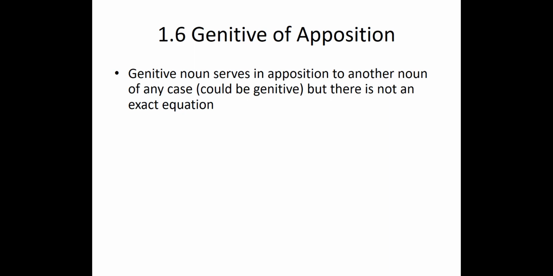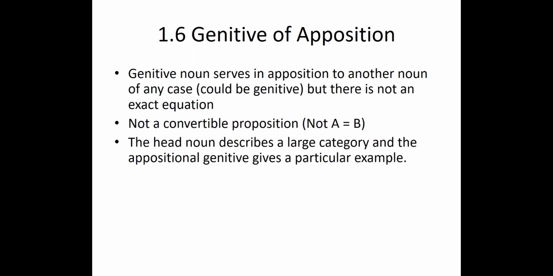With simple apposition, we said it had to be a genitive in simple apposition to another genitive. This usage could be to any case. The difference, though, is that there's not an exact equation. It's not an A equals B, B equals A sort of thing. So it's not a convertible proposition.